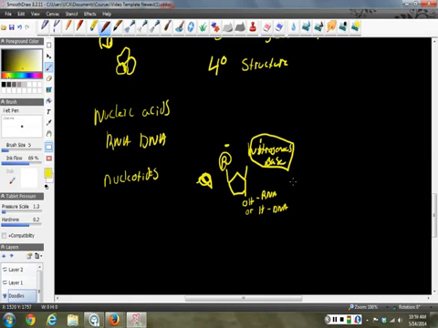Now this nitrogenous base can be of two types. It can be a single ring. I'm just going to draw a very crude ring here, and this is a pyrimidine. Or it can be a couple of rings stuck together, a double ring, which is a purine. We'll talk more about those later on in the book.